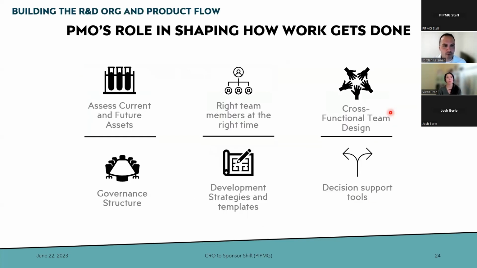So, the PMO's role in shaping how work gets done. We talk about our role as assessing the current and future assets. For us, it's been about where are we as an organization and where are we going? Having the right team members at the right time. That means establishing what it actually means to move an asset forward. Who do we need? What's the subject matter expertise? How do we design the team appropriately? These are all things the PMO can play a major role in.